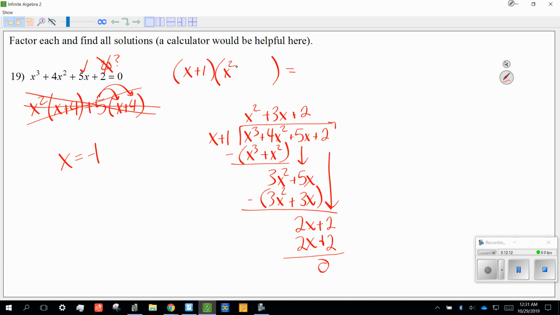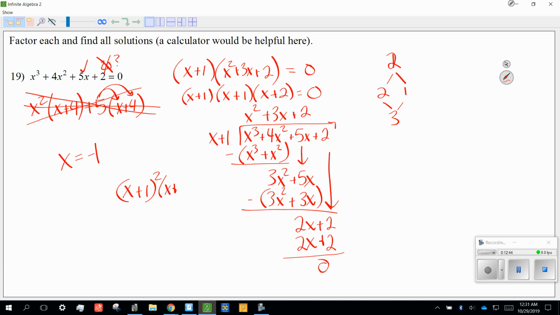So what goes in here? Nothing other than x squared plus 3x plus 2. Alright, now let's look at that quadratic. That one looks like it will factor. What are factors of 2 that add up to 3? 2 and 1. So we have x plus 1 times x plus 1 times x plus 2. So we've got some multiplicity going on there. We've got x plus 1 squared times x plus 2 is equal to 0. So x equals -1 is a 0, and x equals -2 is a 0.